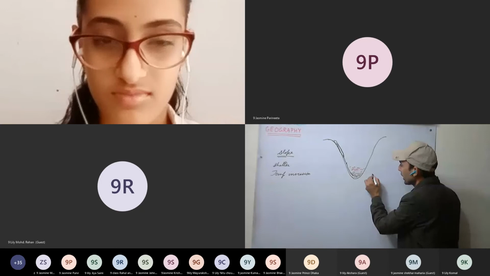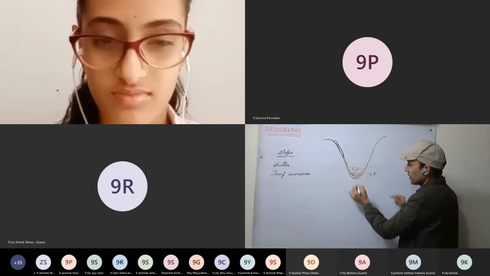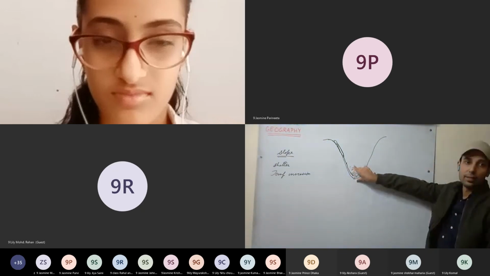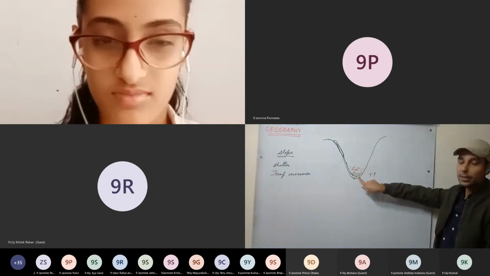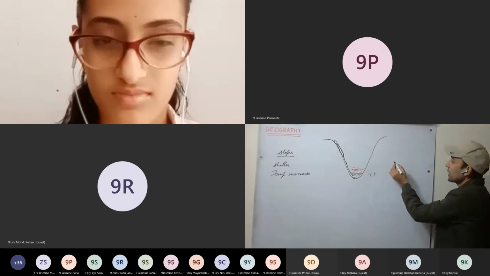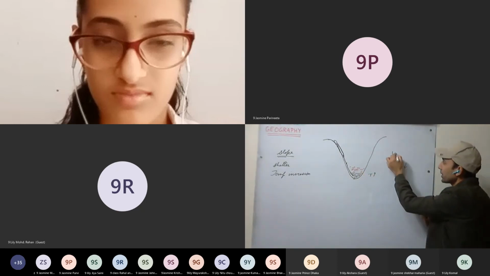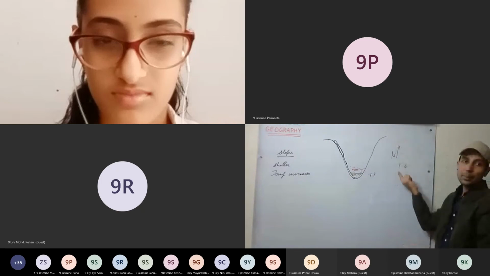Now you can see the temperature is increasing as we go from the ground surface up in the atmosphere. Temperature is increasing. So what has happened here? Temperature inversion has taken place. Reversal of the normal. That is what is normal: temperature must decrease with height. With increase in height, temperature must decrease. This is our normal phenomenon.